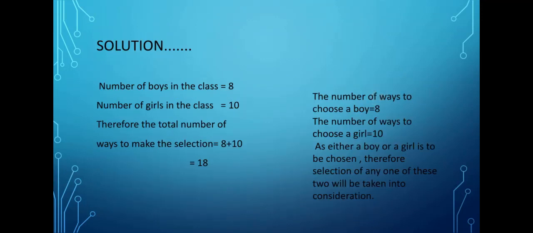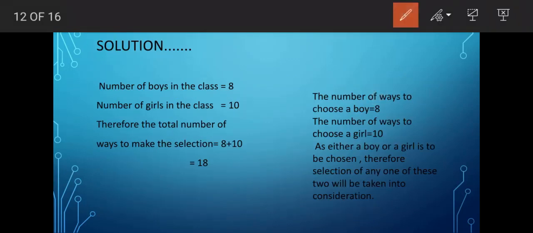After this, in the solution part, what do we have? The number of boys in the class is found to be 8 as mentioned in the question. Then the number of girls in the class is 10. After that, let's look at this note. The number of ways to choose a boy is 8. That is already well understood because there are 8 boys. Hence, we have to take 8 options here for choosing a boy. The number of ways to choose a girl is 10 here. So, the number of options is 10 for choosing a girl.